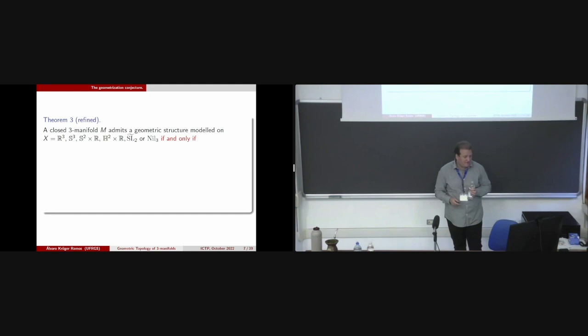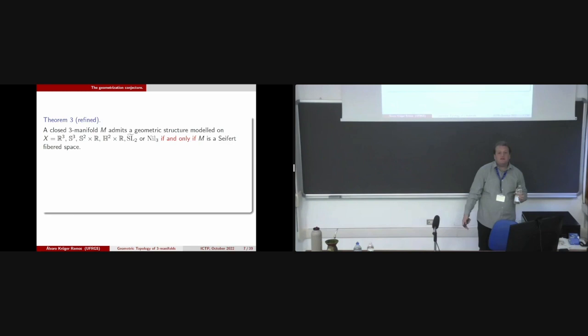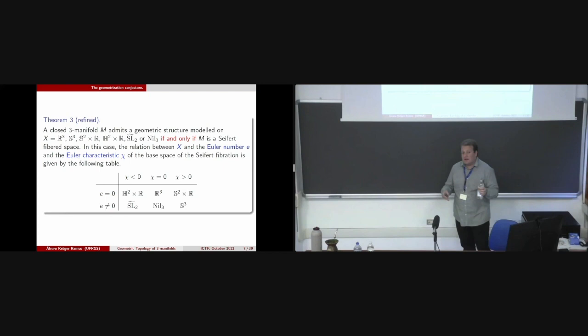S2 cross R, H2 cross R, SL tilde, or NIL, which are the Seifert fiber geometries, if and only if M is Seifert fibered, and we can make this table characterizing the model geometry by the Euler number of the fibration. Remember, that's a sum of those rational numbers, and by the Euler characteristic of the base space of the orbifold as a surface. So we have this table.